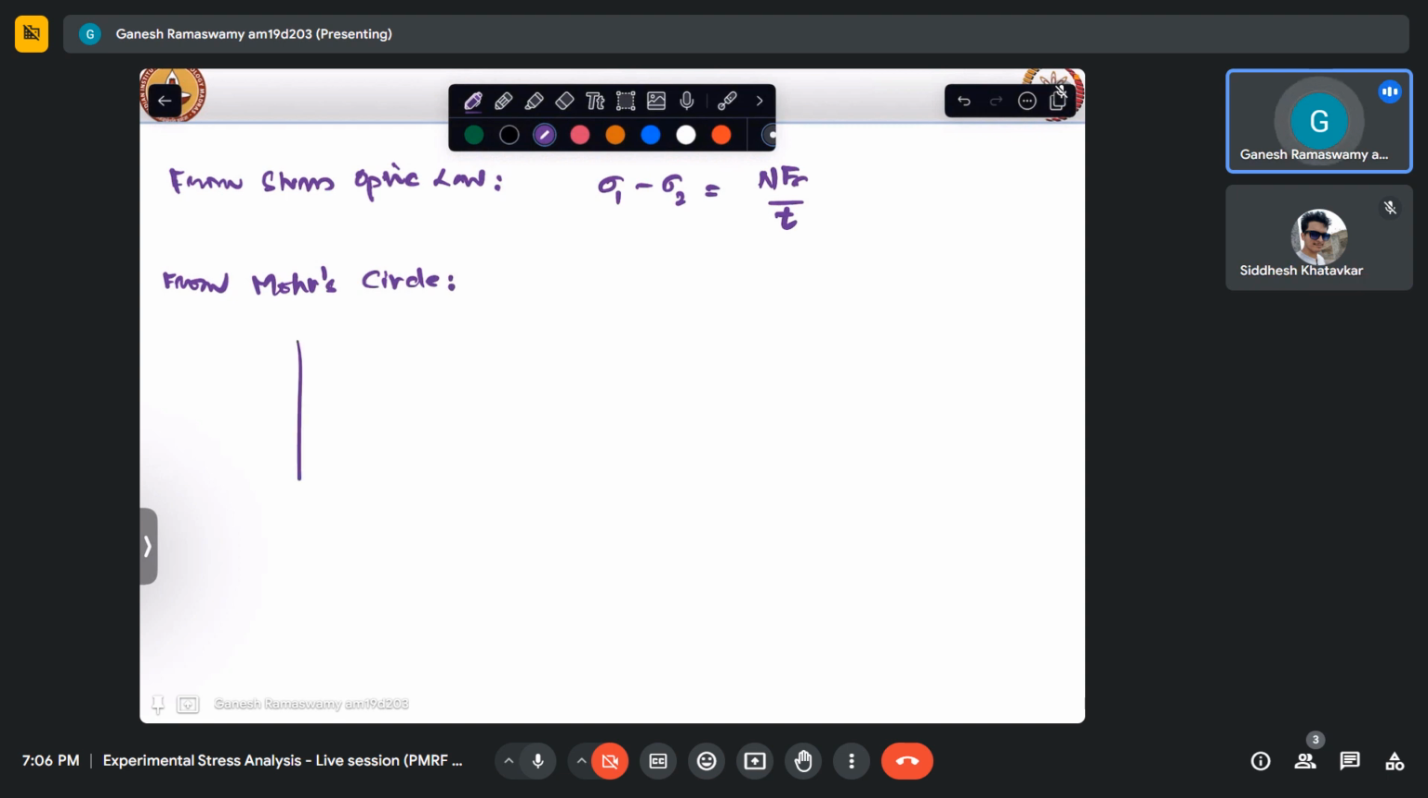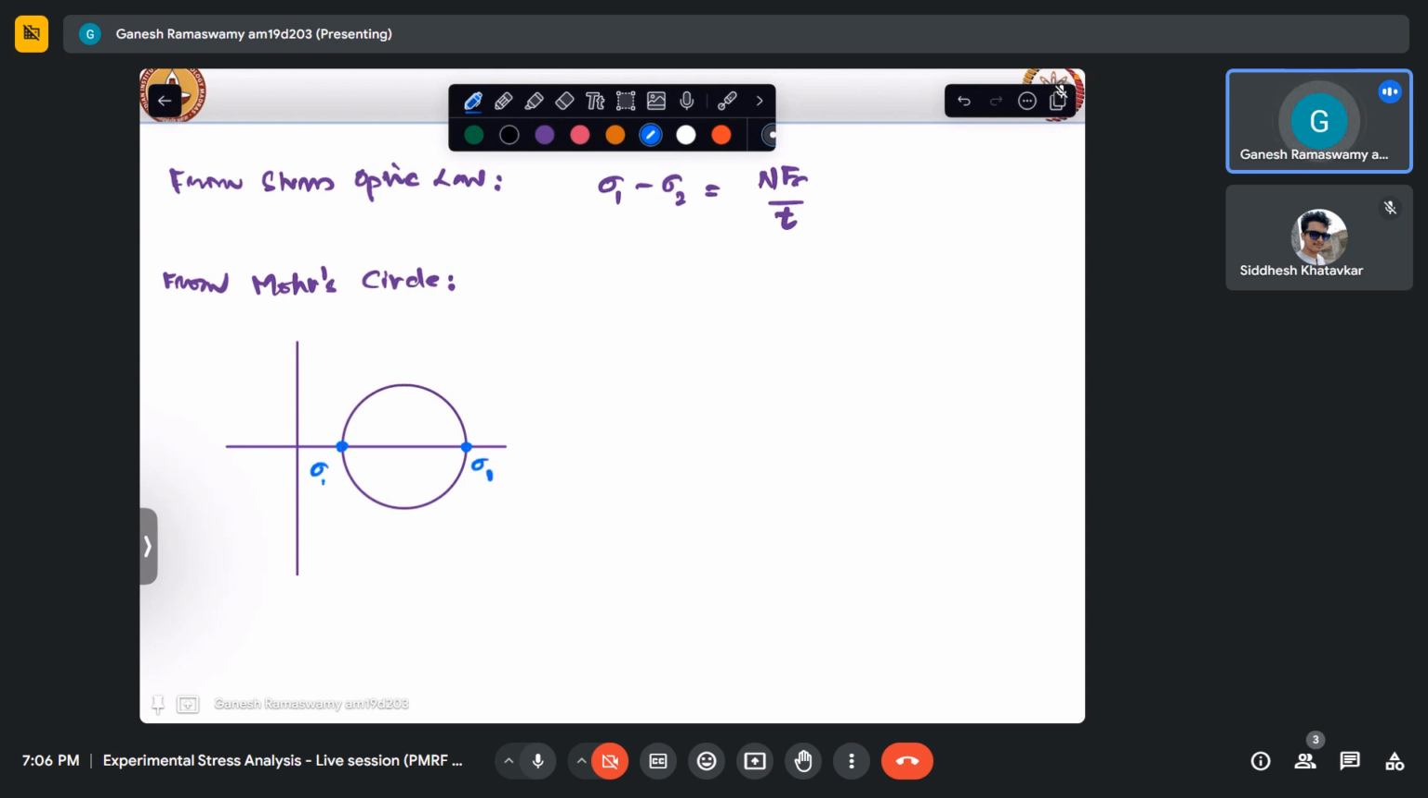For a general case of a Mohr circle, this is my Mohr circle. I'm assuming that sigma 1 and sigma 2 are positive, but that doesn't make much of a difference. Even if it were the other way around, the mathematics will finally lead you to the correct answer.